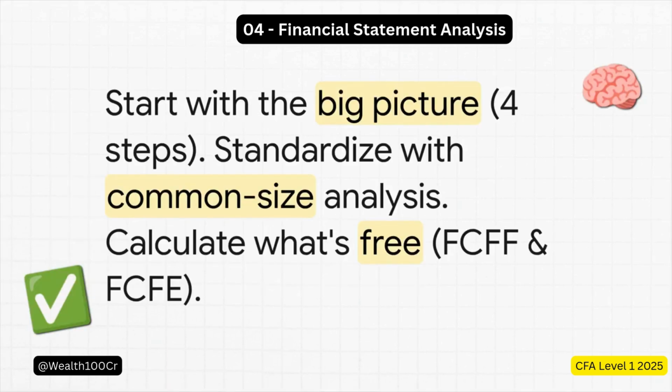So, let's wrap this up with the key things you need to walk away with. First, always start with the 4-step framework to see the big picture. Second, use common size statements to standardize the numbers and make smart comparisons. And third, master how to calculate what's truly free, both free cash flow to the firm and to equity. That wraps up Module 9 on Advanced Cash Flow Analysis. You did great. Next up, we're going to dive into Module 10 and completely demystify the analysis of inventories.